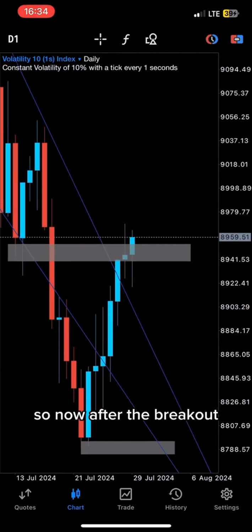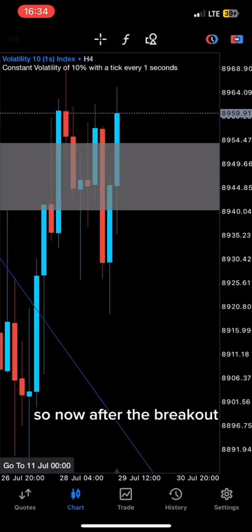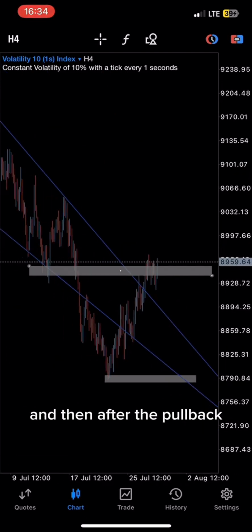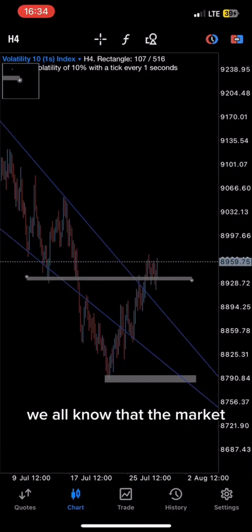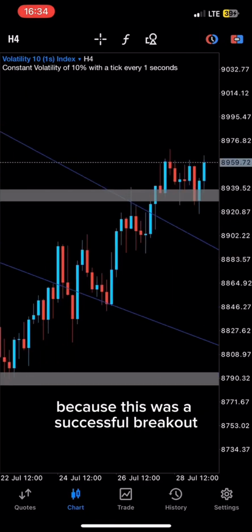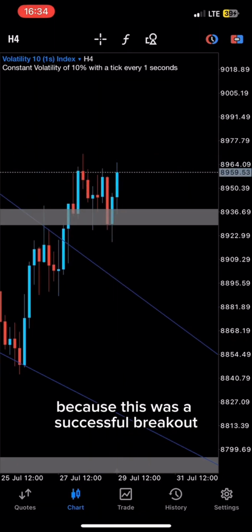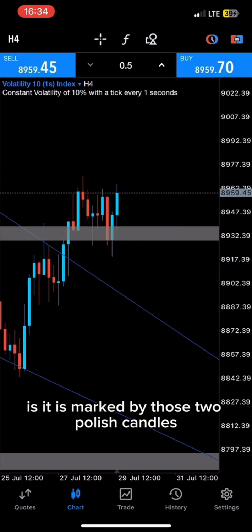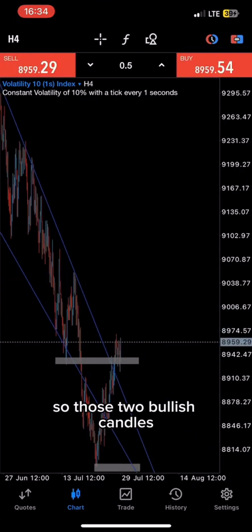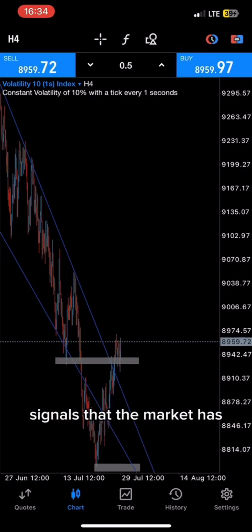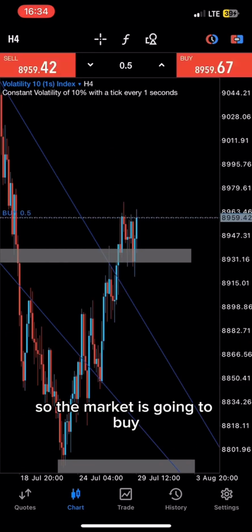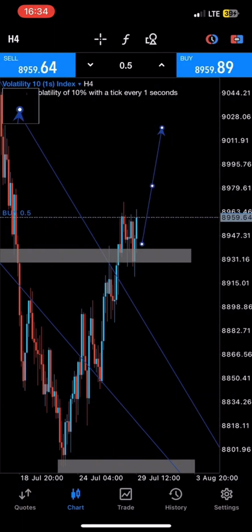Now after the breakout, there was a little bit of a pullback, as you can see, and after the pullback, we all know that the market continues going in that direction because this was a successful breakout, as it is marked by those two bullish candles. Those two bullish candles signal that the market has regained power in favor of the bulls. So the market is going to buy. So let's go full margin on this one.